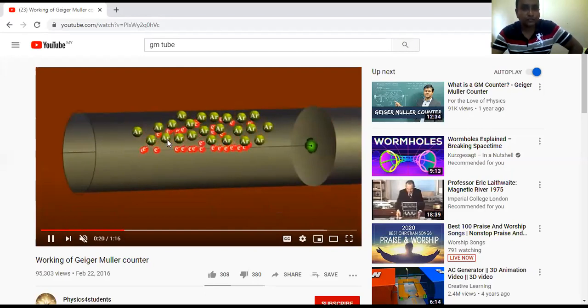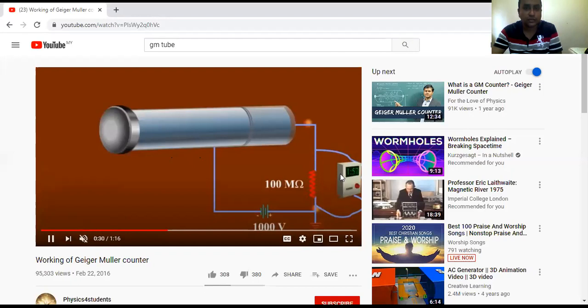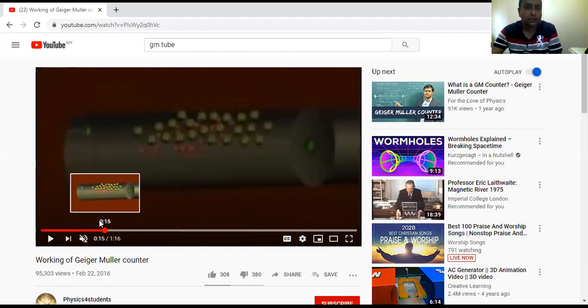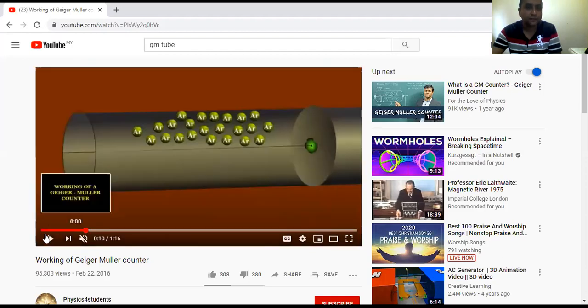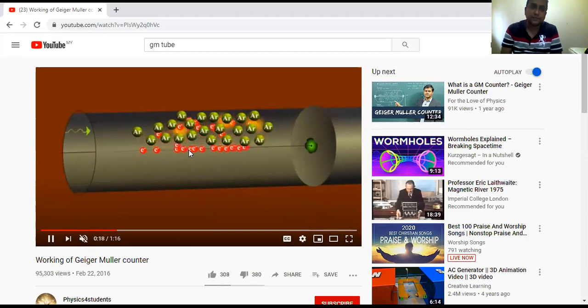So let's say each time the electron touches the wire here, what happened? There'll be a current pulse. So each time the ion touches, there'll be a current pulse. There'll be a counter here, so the counter will calculate how many current pulses are made in 1 minute, let's say. This is what we mean by current pulse. Every time the radiation passes through, it will ionize, then the electron goes to the wire here, and every time it touches, there'll be a current pulse. So you can detect alpha, beta, gamma.